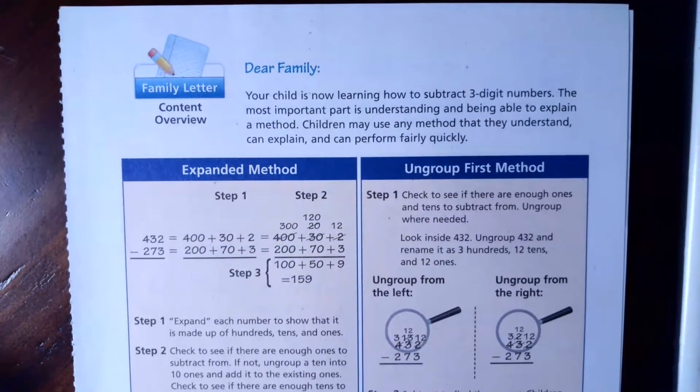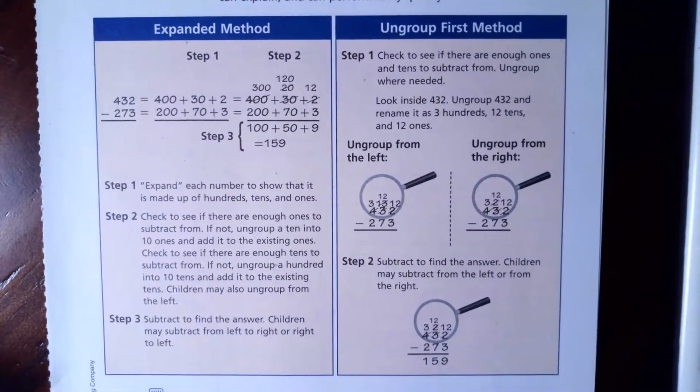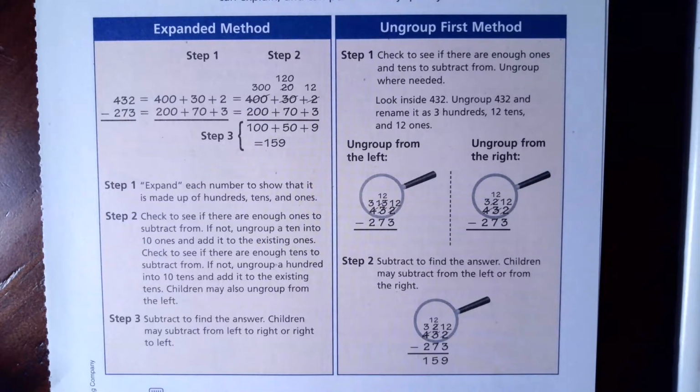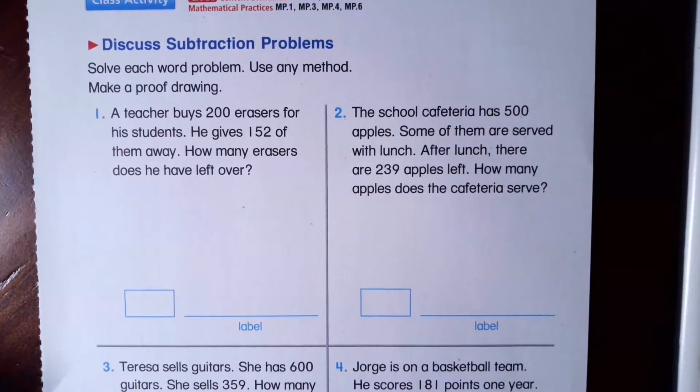So please make sure that you either rip out this family letter or show it to your parents when you get a chance. It just kind of shows the different methods that you've learned already. But we will be mostly using the ungroup first method, the traditional borrowing method, as your parents called it when they were in school. So go ahead, show them that. And then we are going to work on page 285 and 286 today.